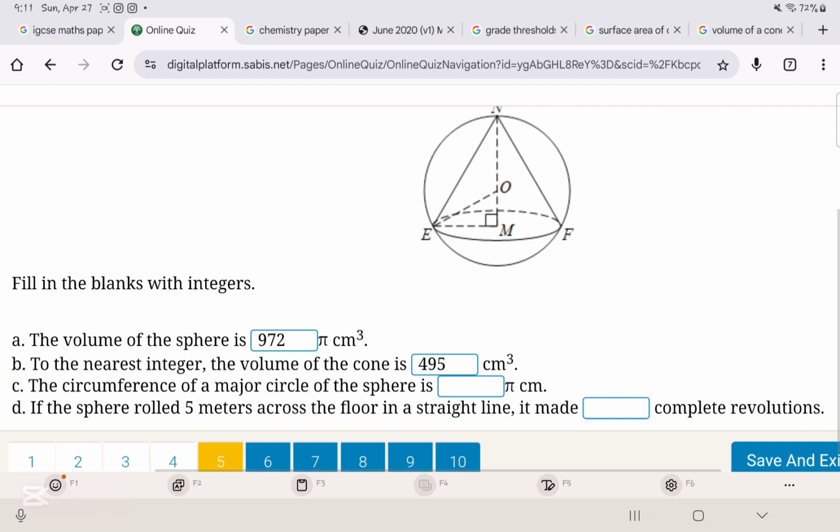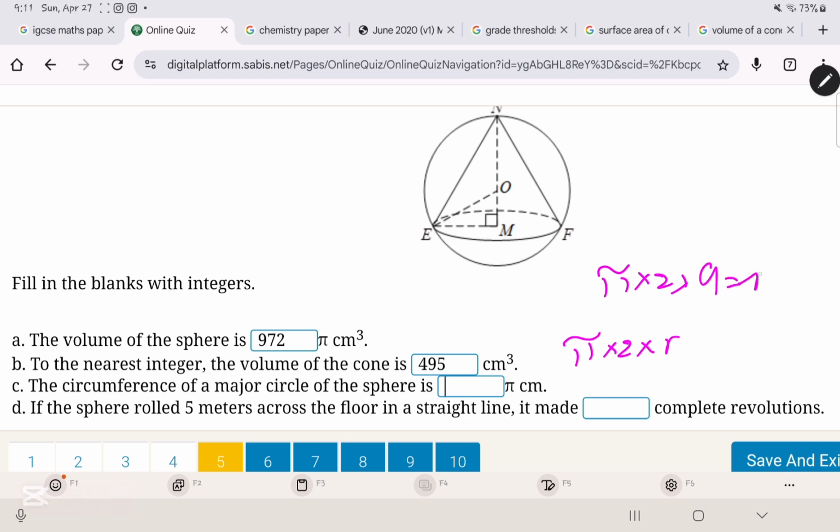Part C, the circumference of a major circle of the sphere. How do you find the circumference of a circle? It is pi times 2 times r. So it's going to be pi times 2 times the radius of the sphere, which is 9. So it's going to be 18 pi. So the circumference of the major circle of the sphere is 18 pi.